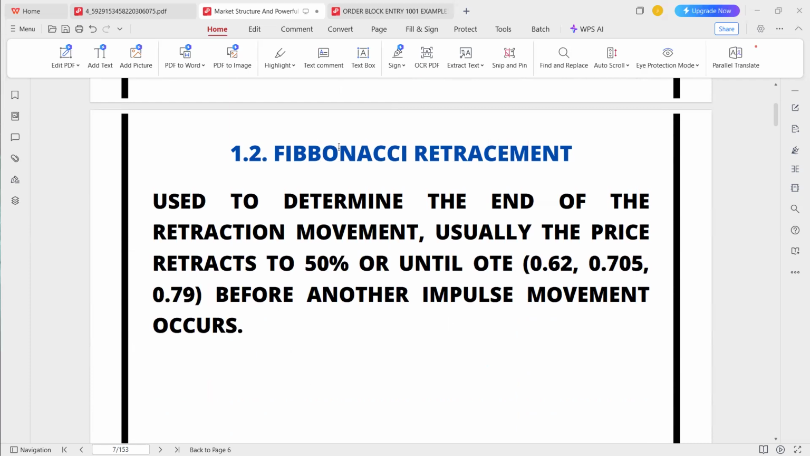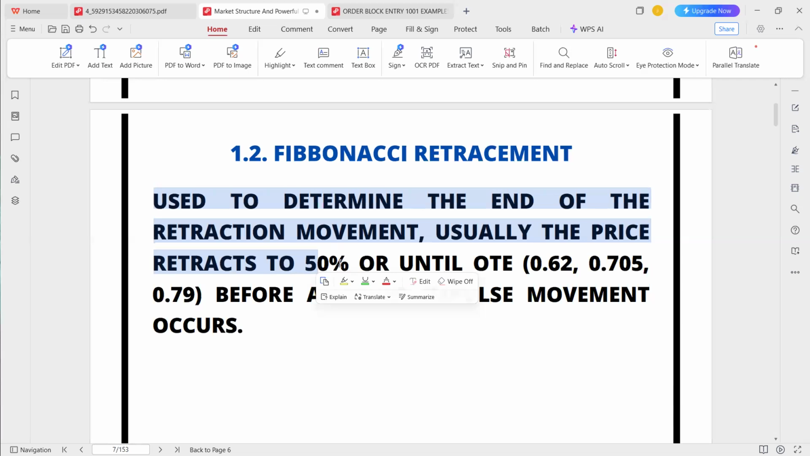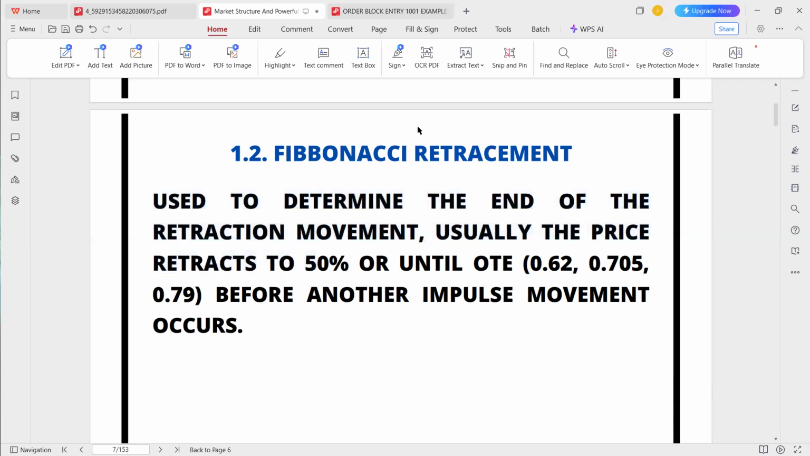So Fibonacci retracement. A Fibonacci is used to determine the end of the retracement movement. Usually the price retraces to 50% or until OTE 0.62, 0.705, 0.79 before another impulsive move occurs. So what is OTE? OTE is optimum trade entry. It's basically like a high probability area where you look for entries. So OTE stands for optimum trade entry.